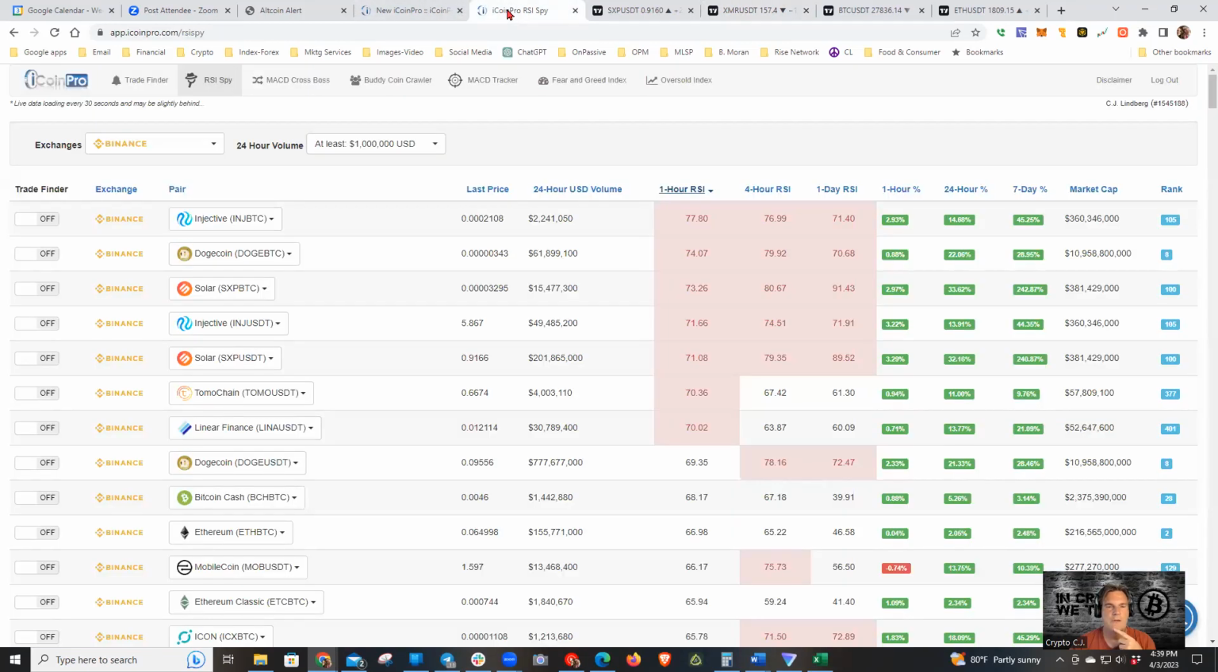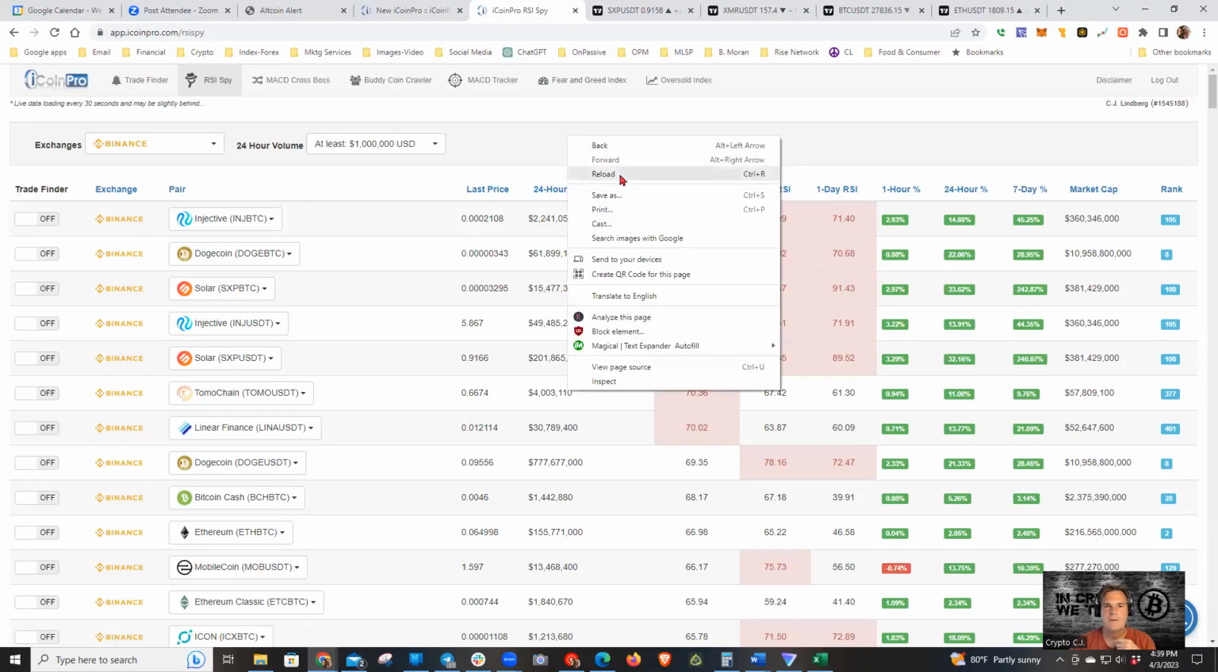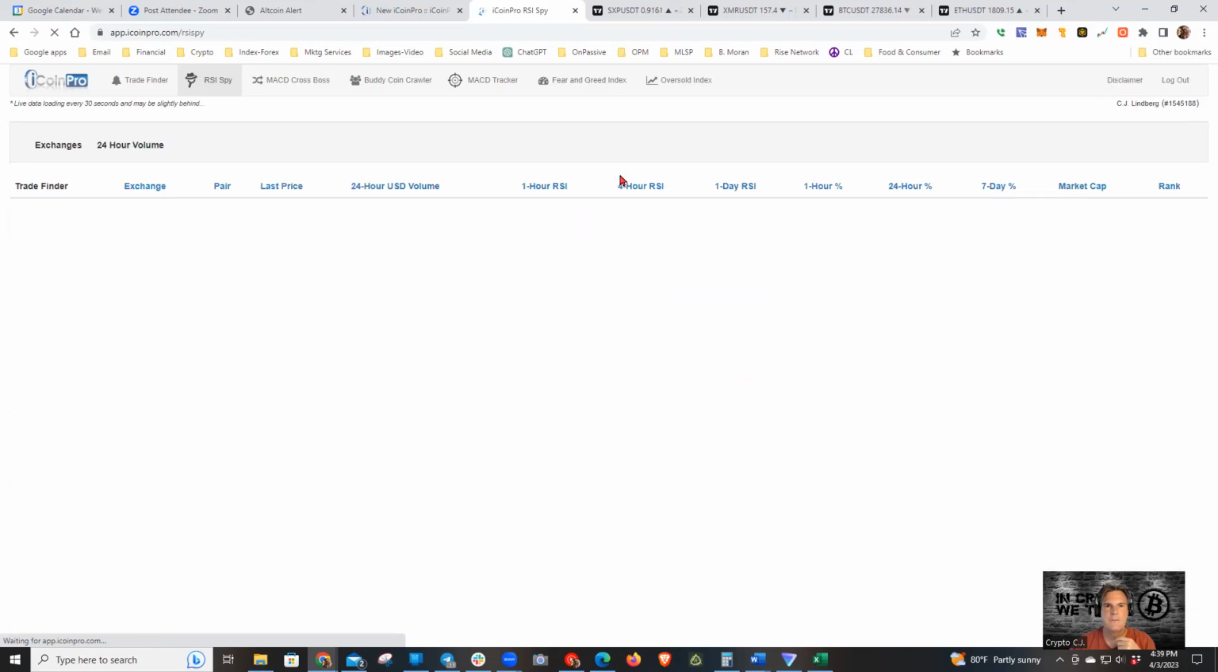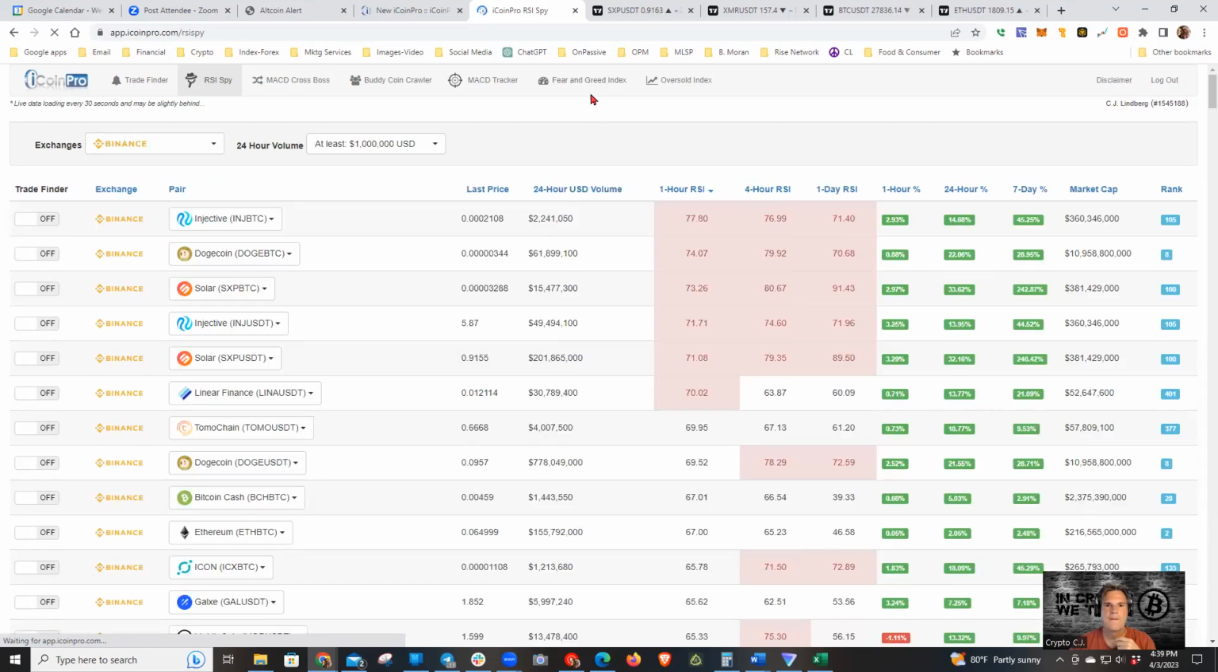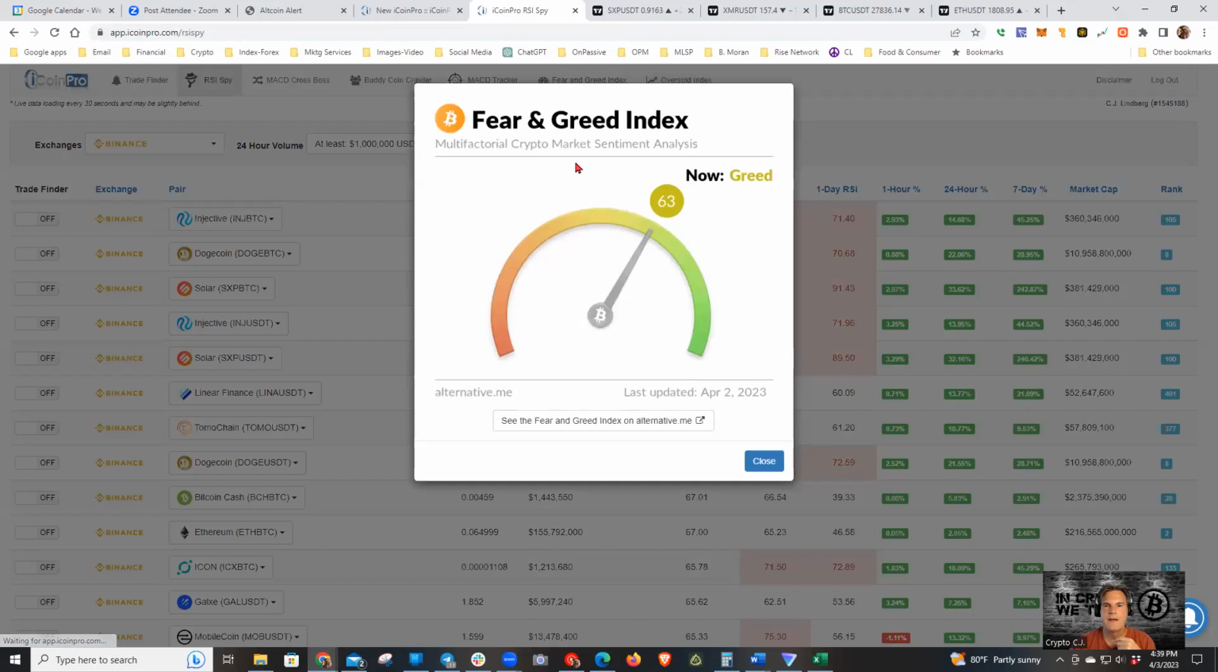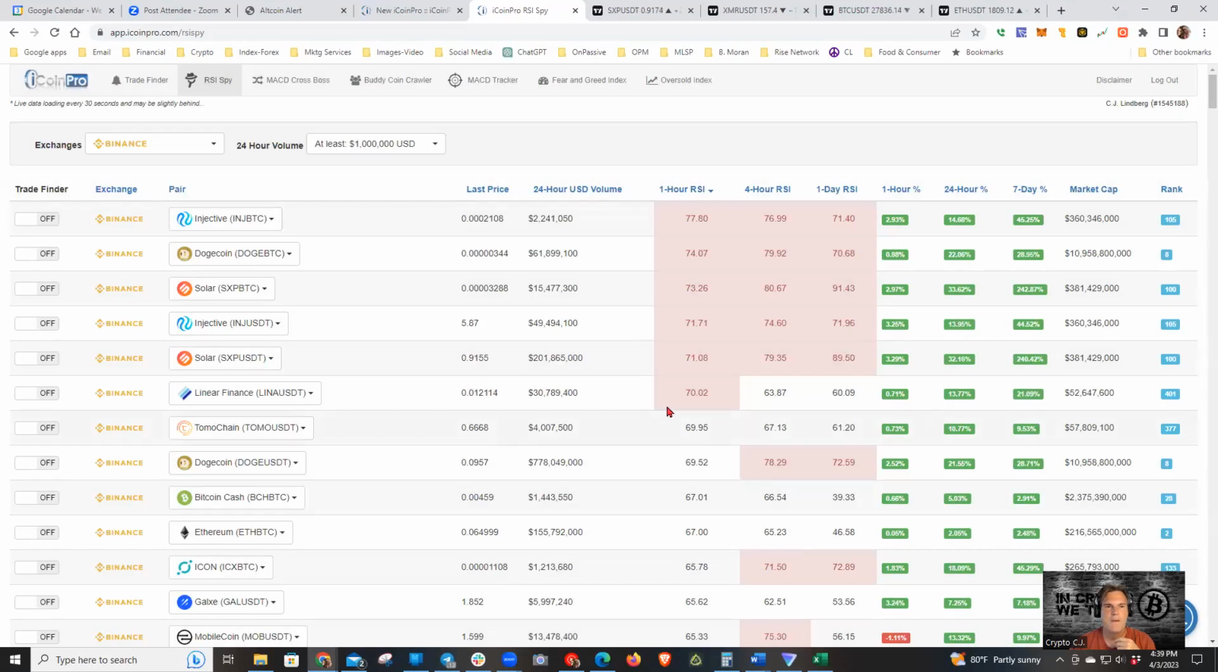iCoinPro, home of the 1, 2, 3 dip. Since we're here, let me reload this, get this updated. Fear and greed index. Ooh, we're at greed. I don't know. So we've gone sideways mostly the last few days. I don't see how that's greedy, but I guess it's better than falling. So the two tools of iCoinPro that I like to use the most are the RSI Spy and the Buddy Coin Crawler.